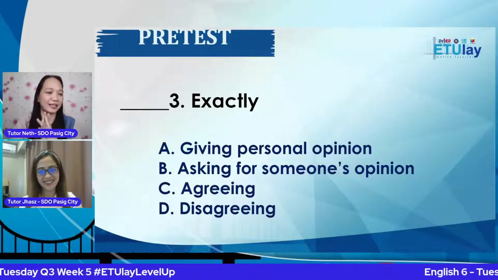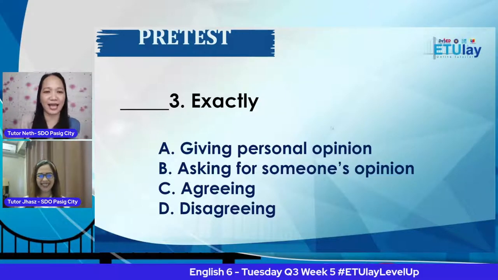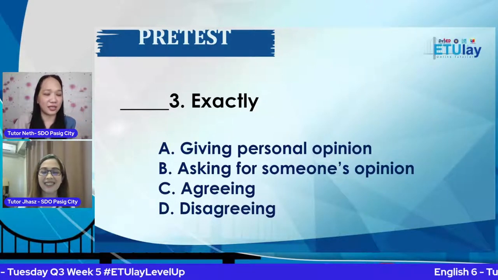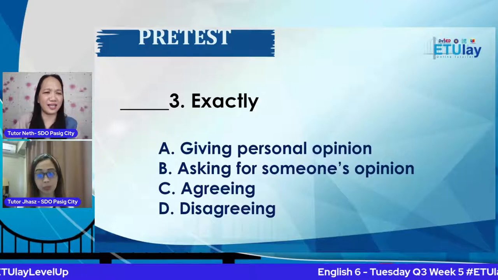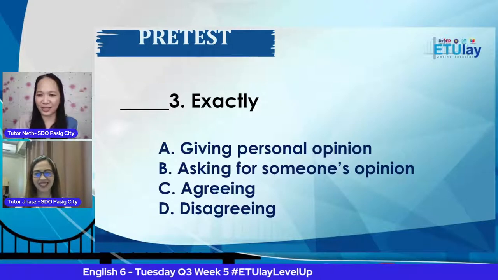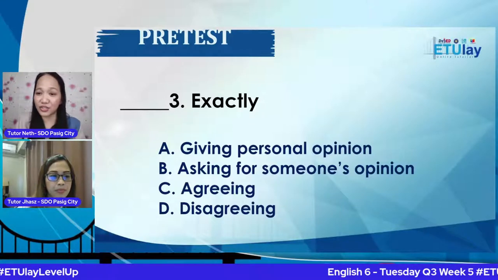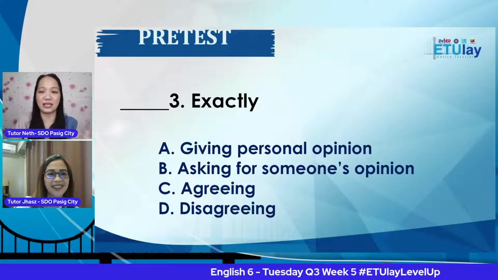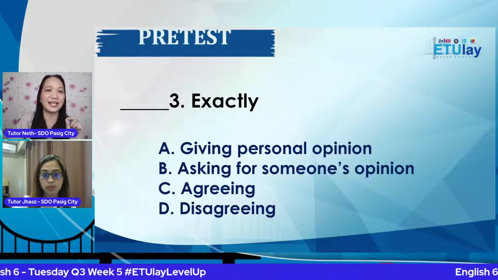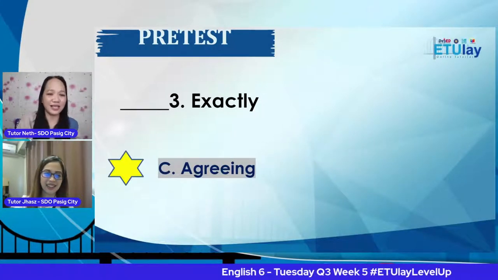Okay, next, item number three. Exactly. What kind of statement is that? Letter A, giving personal opinion. B, asking for someone's opinion. Letter C, agreeing. Or letter D, disagreeing. What do you think is that for number three? Answer is letter C, letter C, letter C. They are all letter C. Okay, letter C. That is agreeing.